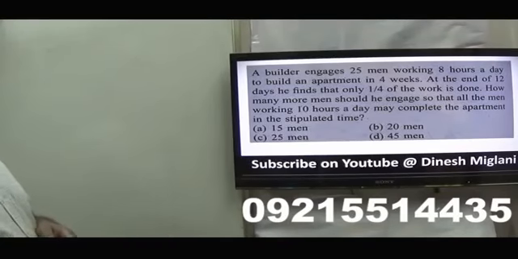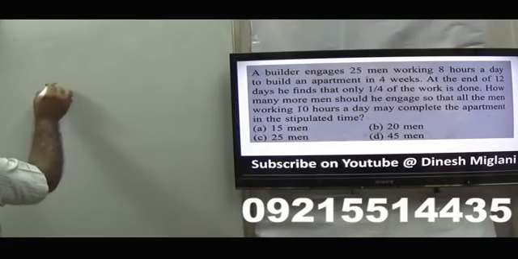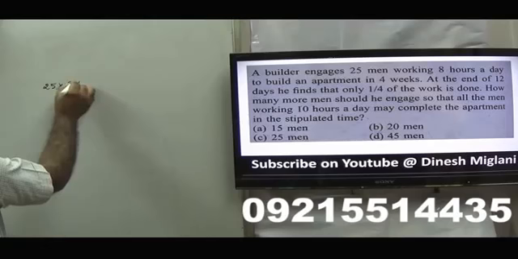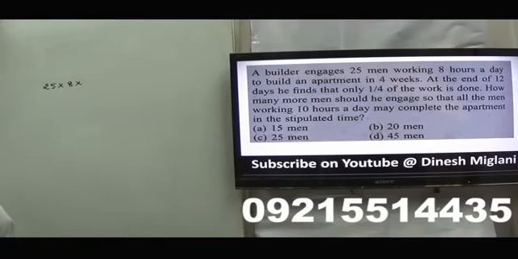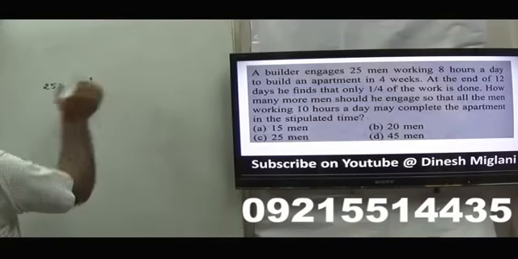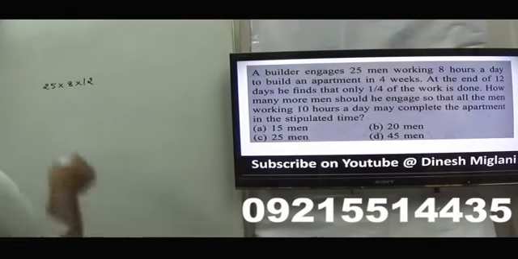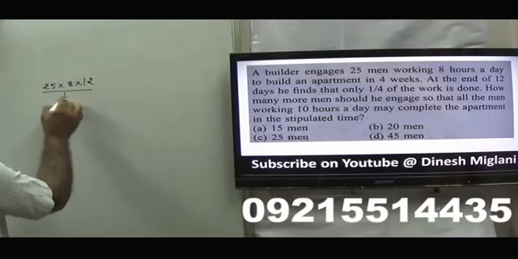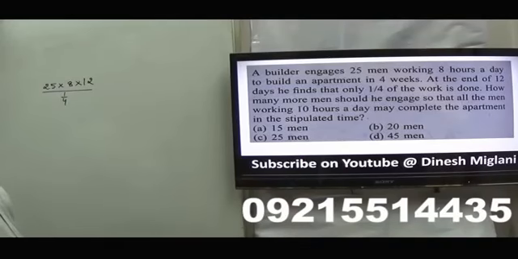What is given? 25 men are working 8 hours, and they have to complete the work in 4 weeks. Right? 4 weeks means I can say total days are 28. How many days have they worked? 12 days. Work done by them is 1/4. If you remember, I told you these types of questions: man into days into hours divided by work is the same.